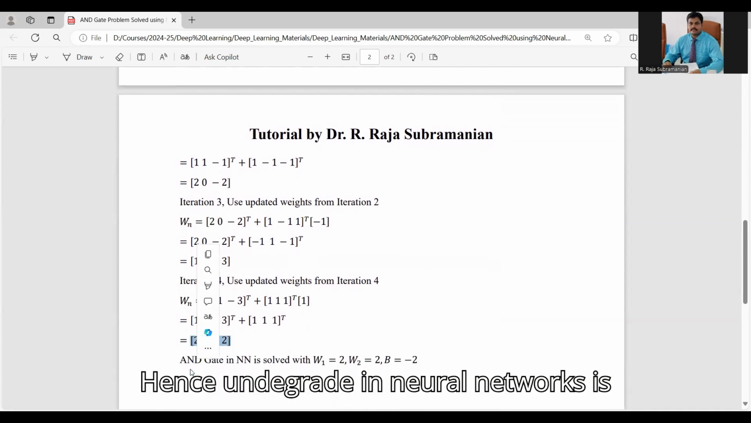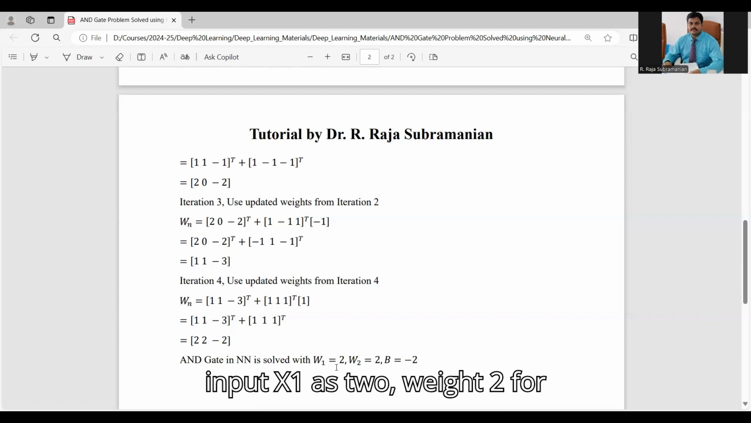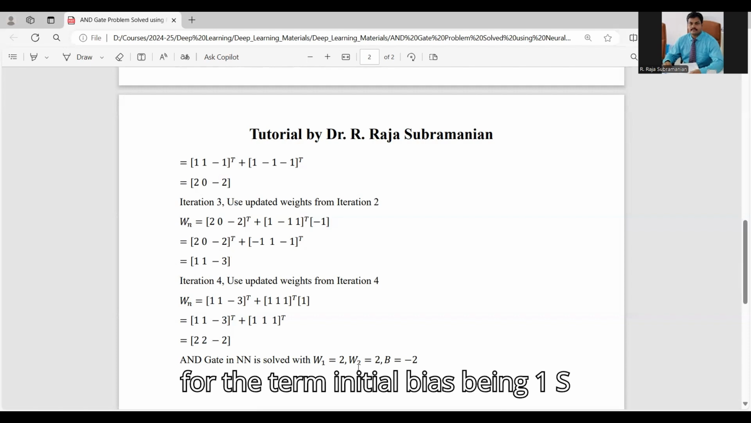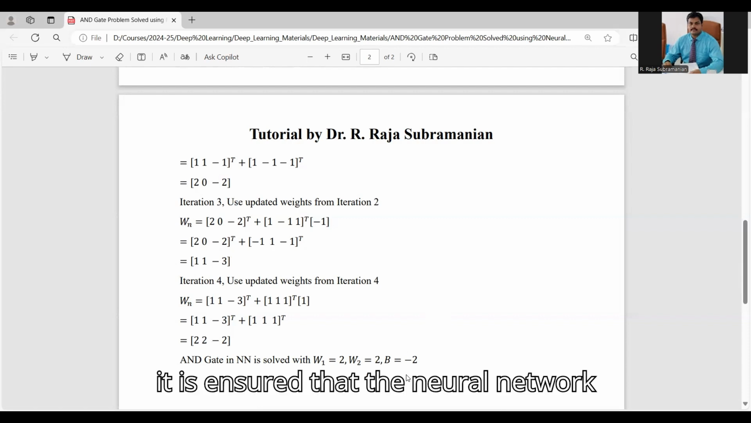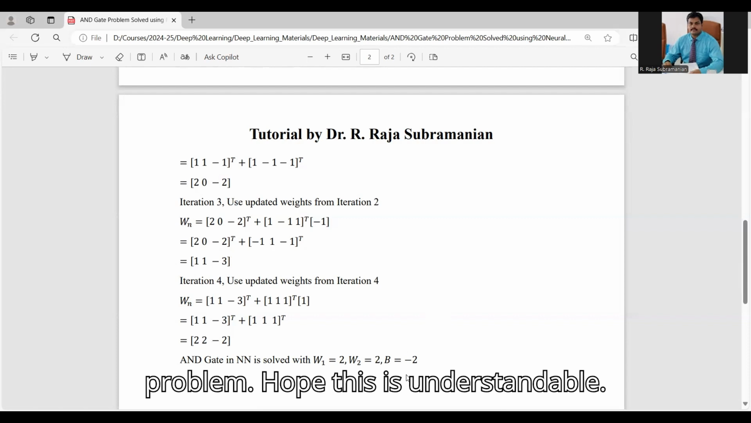-2. Hence, the AND gate in neural networks is solved with weight 1 for input x1 as 2, weight 2 for input x2 as 2, and the bias weight, for the initial bias input being 1, is -2. If you use these terms, it is ensured that the neural network structure can solve the AND gate problem. Hope this is understandable.